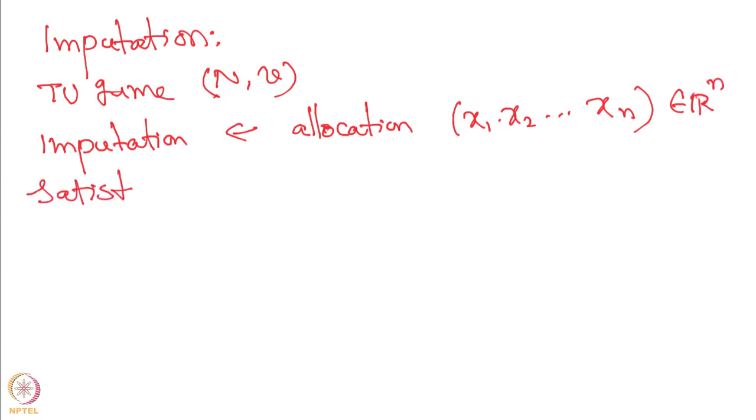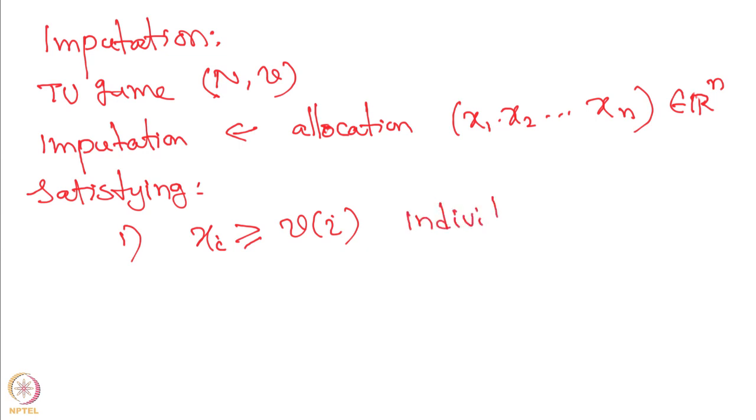Satisfying, one, each xi should be bigger than or equal to v(i), because individually the person is worth v(i). So, any allocation that you want should satisfy xi at least v(i). This is known as individual rationality. If you specify any allocation where xi is strictly less than v(i), he will never accept that, because individually he is getting more. So, he will never join the coalition.